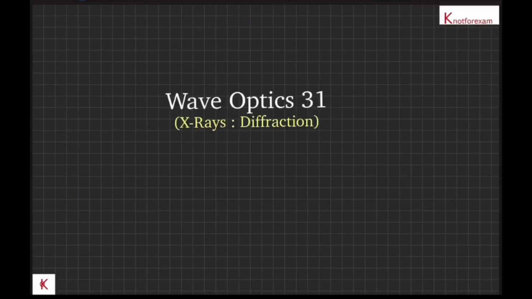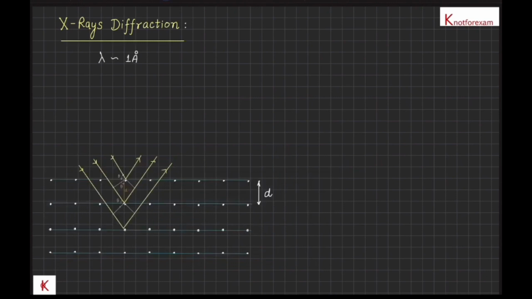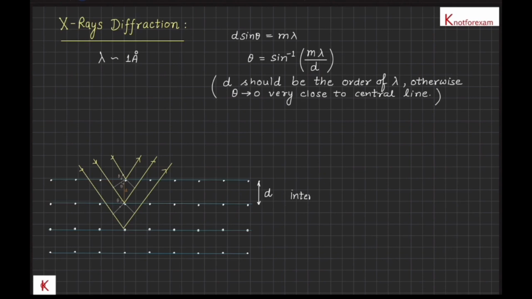We are going to talk about diffraction of X-rays. The wavelength of X-rays is of the order of 1 angstrom. So, in X-ray diffraction for the mth order spectral line, d sin theta is equal to m lambda, or theta is equal to sin inverse m lambda upon d. So, d should be of the order of lambda, otherwise theta will be very close to the center line. Also, fabrication of diffraction gratings of this scale is not easy, but crystal spacing is of the order of the wavelength of X-rays. So, crystals can act as natural diffraction gratings for X-rays.